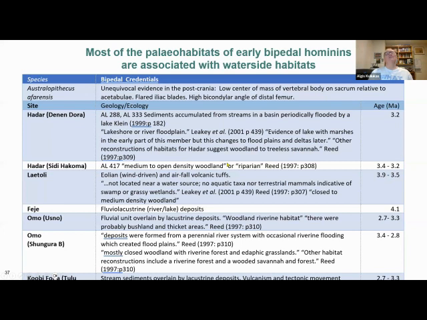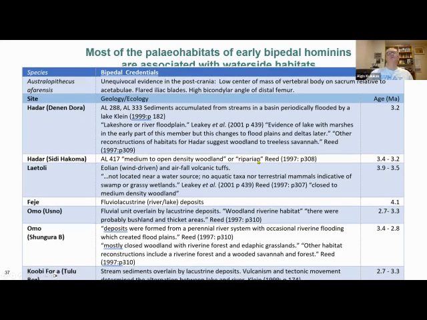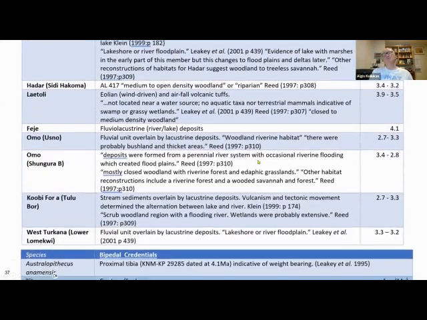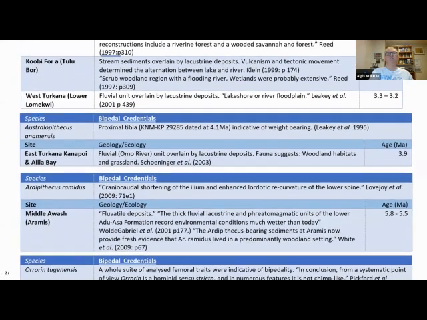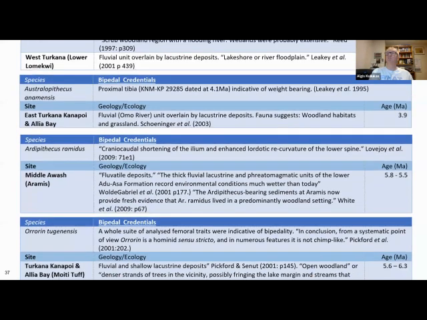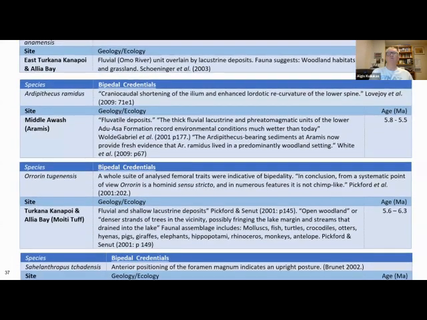And if you go through the detailed literature and look at all these different species, the early hominins, and you read the text, they're all consistent with wading. I don't think there's a single example that isn't. Maybe Laetoli, but that's quite late.